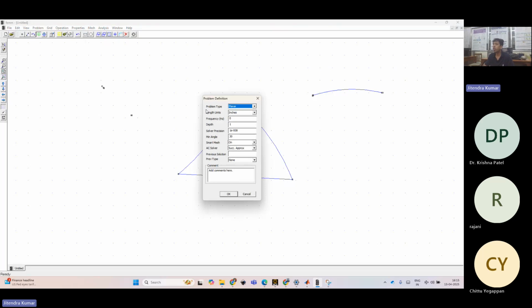So the first thing is that you have to define the problem, whether it is planar or axisymmetric, right? Then length units you have to set in millimeters, frequency whatever you want to set, 50 hertz. Depth means axial length, how much axial length do you want? So 10 mm. Minimum angle for which it should be designed. So 30. Smart mesh on, otherwise you could manually give the mesh, or like in certain software it could automatically optimize the number of meshes. So like that it will do.